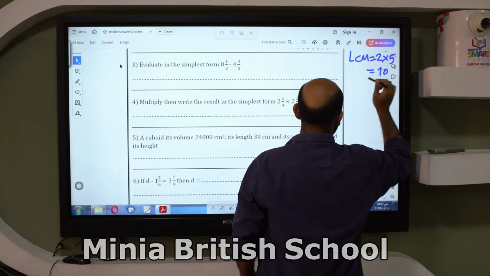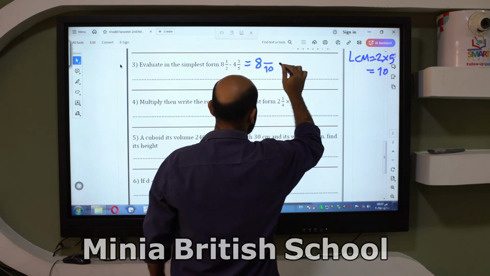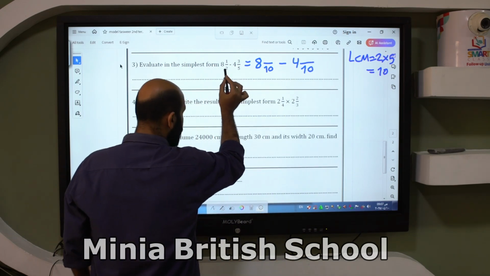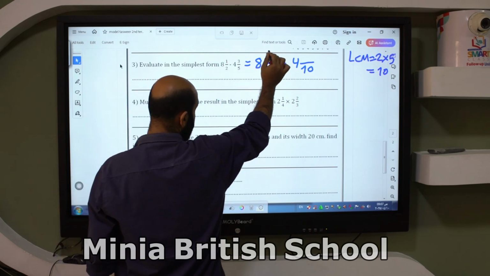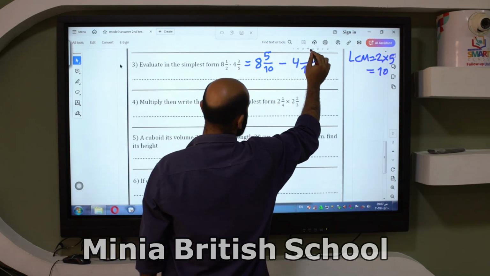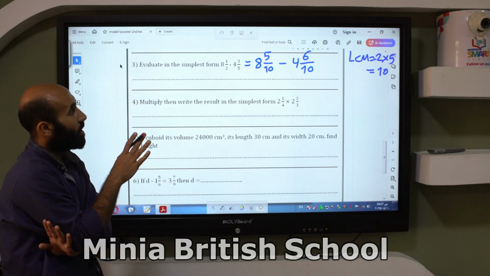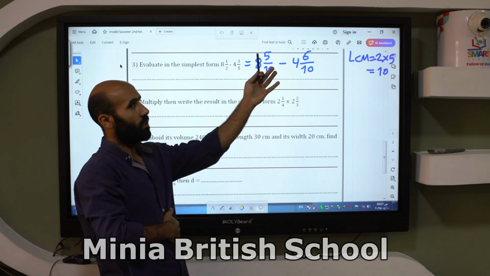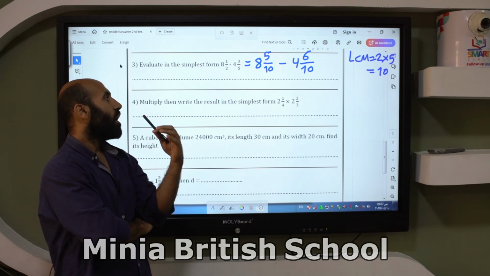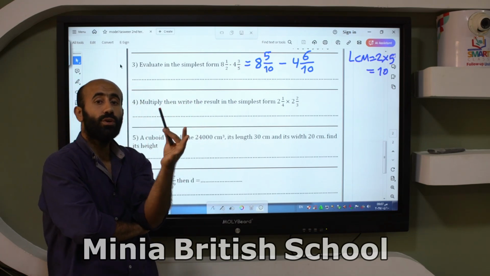So I have 8 and here is 10, minus 4 with the same new denominator, 10. 10 divided by 2 equals 5. 5 times 1 equals 5. 10 divided by 5 equals 2. 2 times 3 equals 6. Wait a minute. The first numerator is less than the second numerator. In other words, I can't say 5 minus 6, so I have to regroup it.